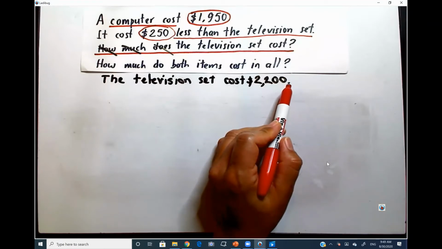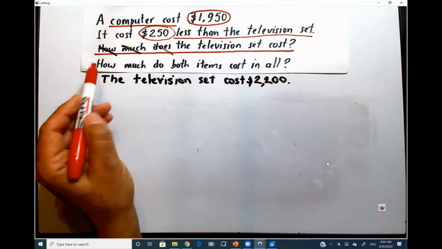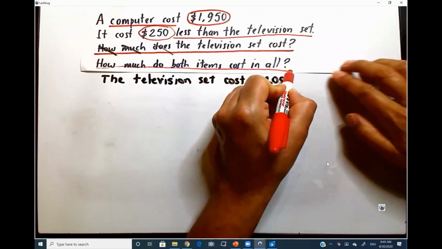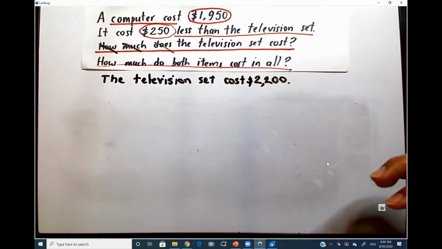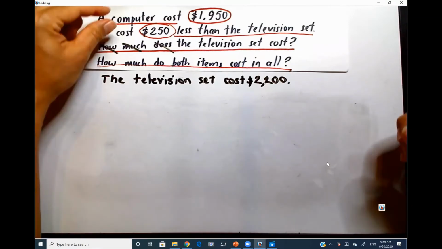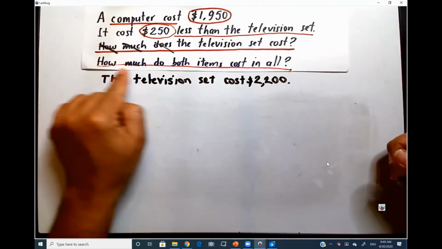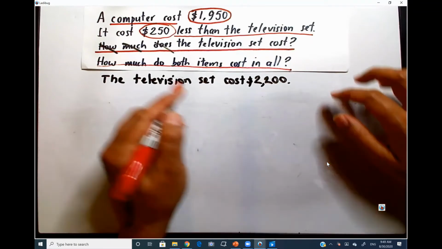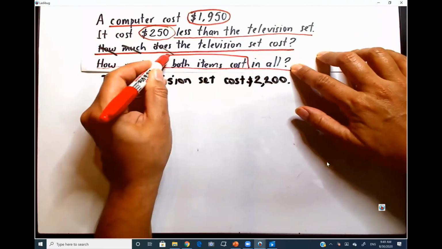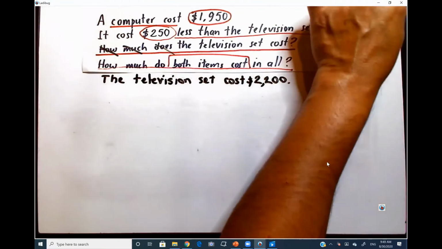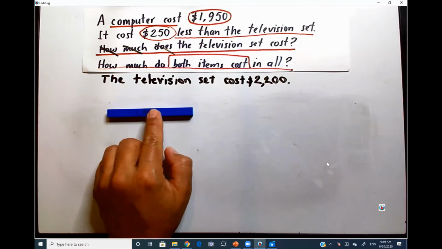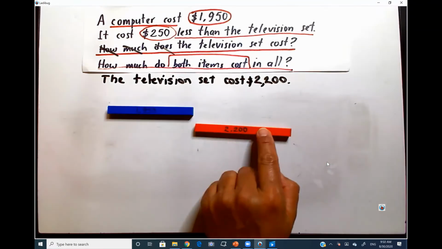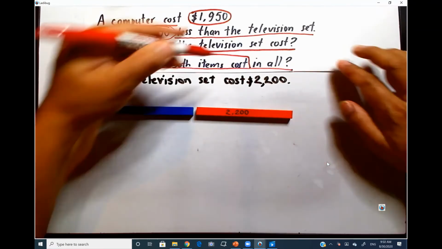Some problems have two questions, so we added a new question for the same problem. How much do both items cost in all? To answer that question, we need to know the price of the computer and the price of the television. So that means we cannot solve the second question without finding the first question, which is the price of the television. Now they want to know how much both items cost. So we know something already, that the computer costs $1,950. And after solving the first question, we found out that the television costs $2,200. So they want to know how much they cost in all.